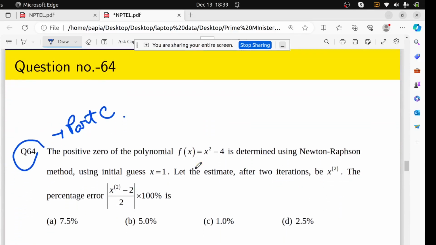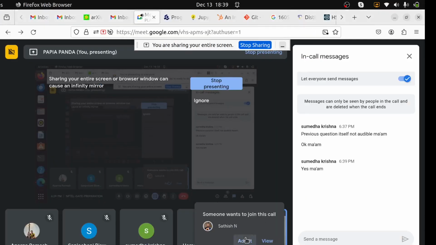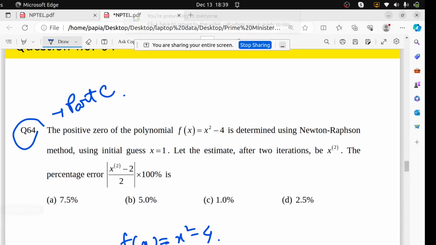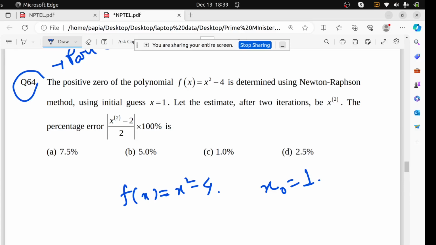This one. So here they are asking, it is again the Newton Raphson method, right? So here f(x) equals x square minus 4, and they have also given that x0 will be 1. They are asking what will be (x2 minus 2) by 2. This is nothing but how our x2 differs from the actual value. You can see x square minus 4 means the actual value will be 2, right? So how it differs from x2.